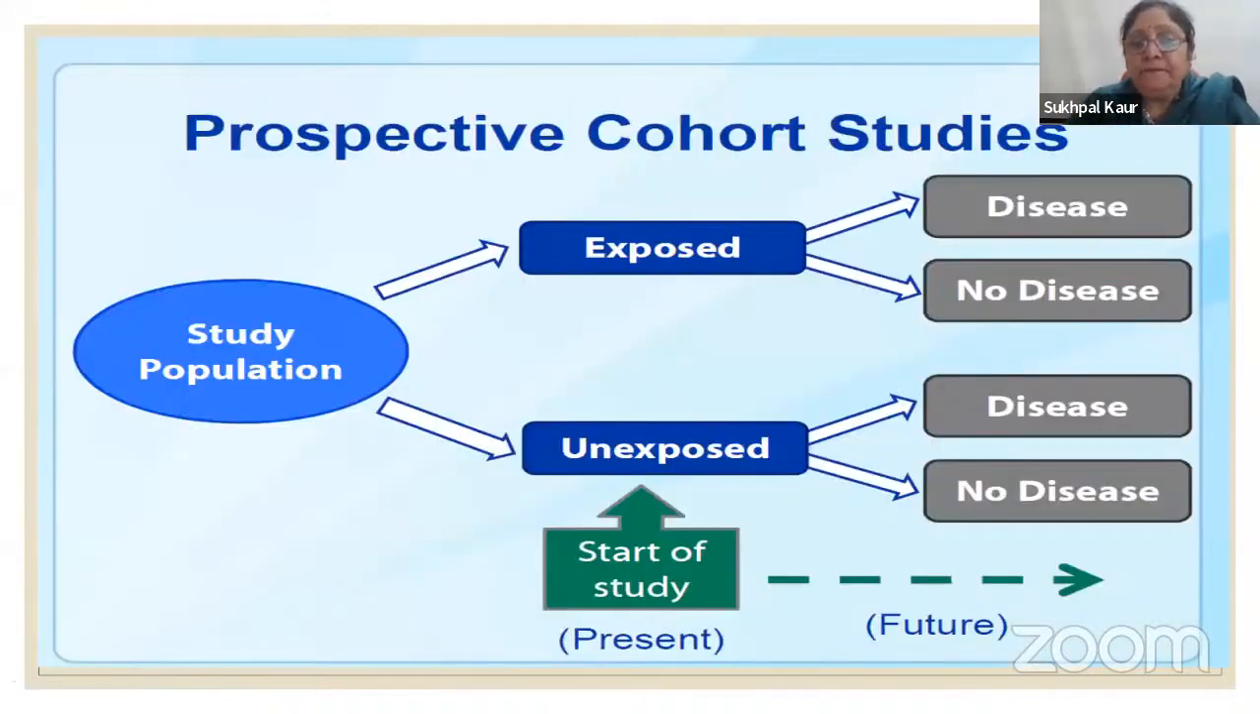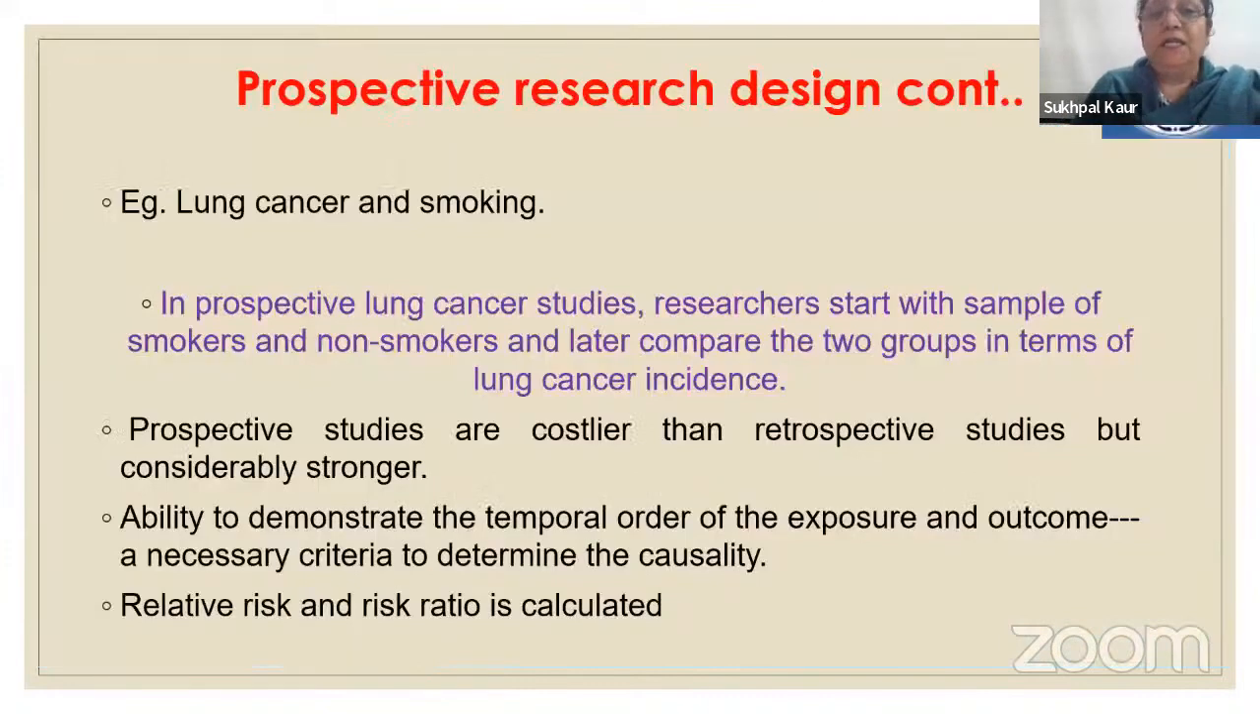So here you can see, this is the start of the study. We have a study population. Certain people might be exposed to that particular phenomenon or unexposed, but this is the start, which is the present, and we are going into the future. In the exposed, there will be certain people who may develop that disease, and there will be certain people who may not develop that disease. Similarly, in the unexposed also, certain people might develop certain disease, or there could be certain people who may not develop disease. So we are going into the future. We are observing a cohort of population who will be developing certain type of phenomena under study.